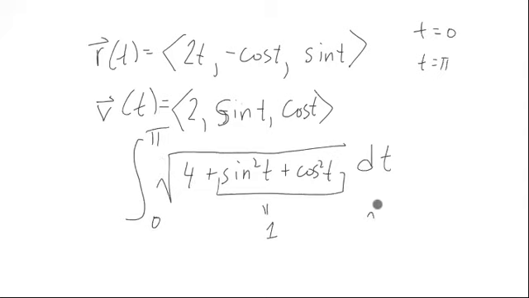So square root of 5 times t is the antiderivative from 0 to pi. It just ends up being pi times square root of 5. And that would be the length of travel.